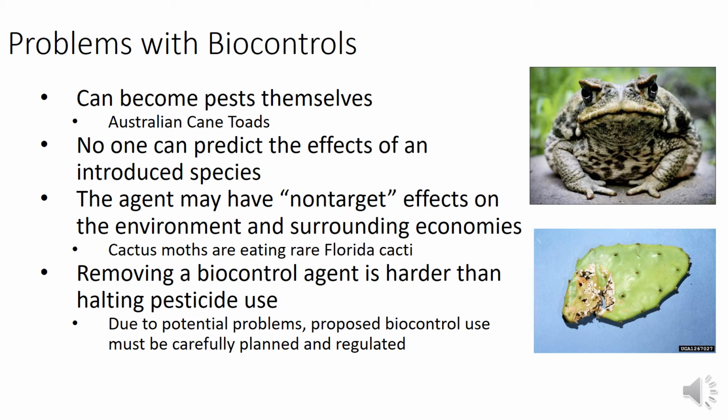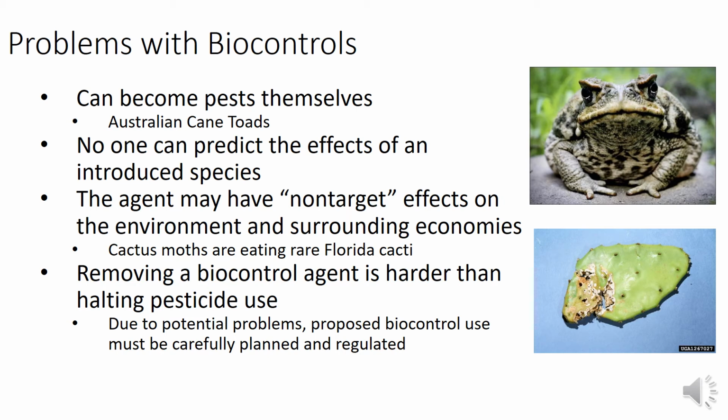Take my word, or don't, whatever. Basically, they introduced these cane toads to get rid of a pest, and the cane toads became pests themselves. And this is an example of not being able to predict the effects of an introduced species. There are so many little strings attached to each organism that there's no way to really know. So they have to be very, very, very well tested before they're actually released.